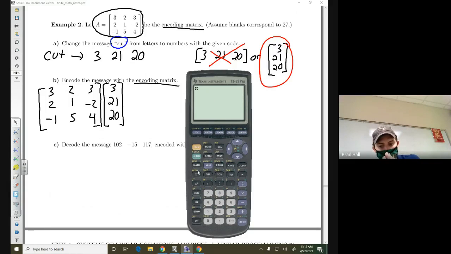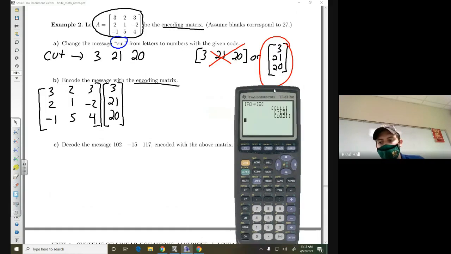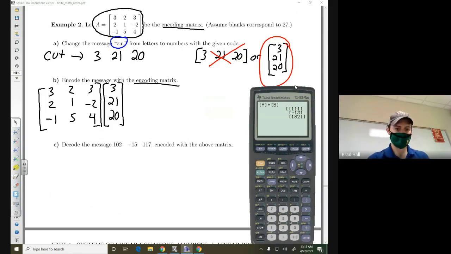And all we have to do is multiply matrix A times matrix B, once you program the matrices into the calculator. What we obtain is the matrix 111, negative 13, and 182.